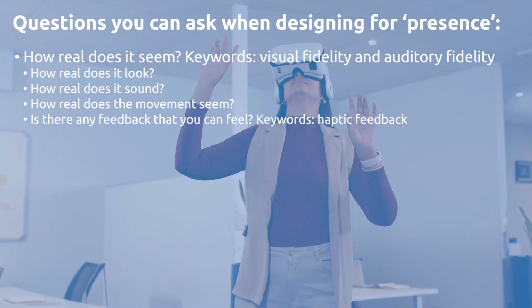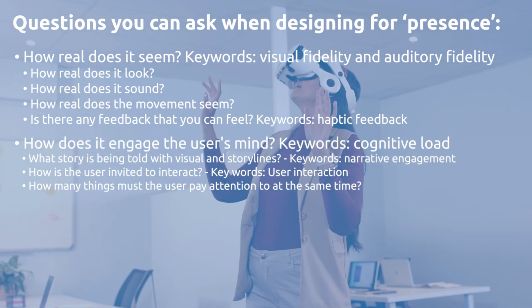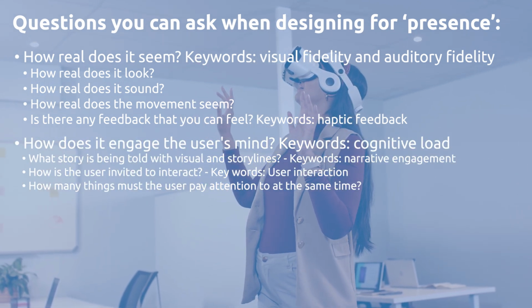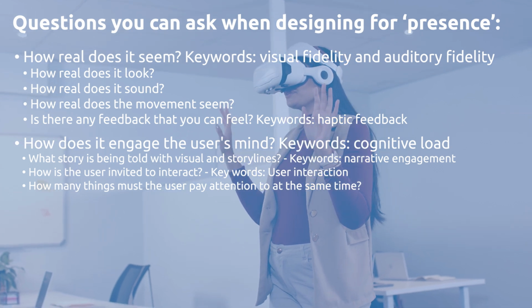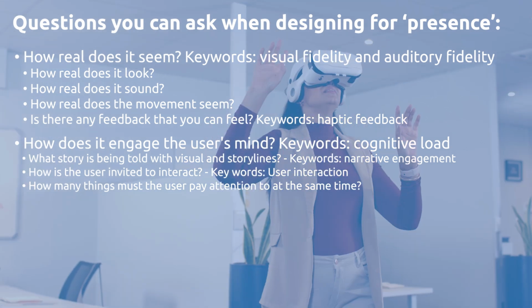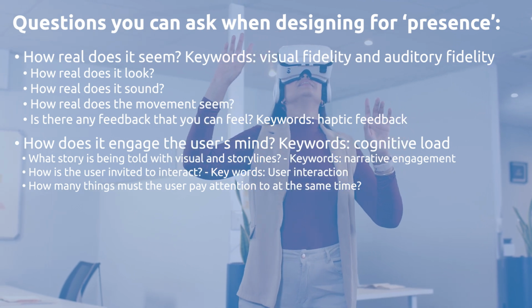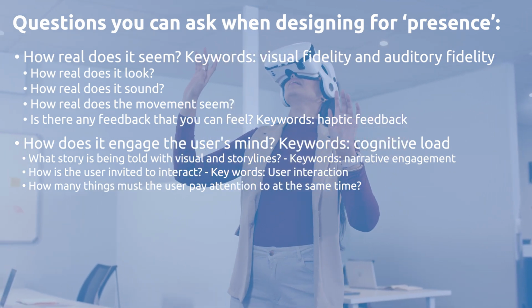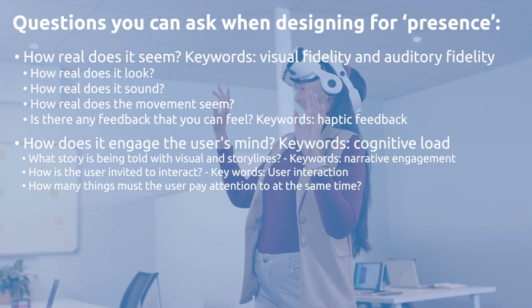Haptic feedback can be achieved through vibrations of handheld devices. Secondly, ask, how does it engage the user's mind? A good way to engage the user is to tell a story with visuals and storylines. Engaging narratives and compelling storylines can transport users to different worlds and evoke strong emotions. We will get back to the importance of storytelling later in this chapter.